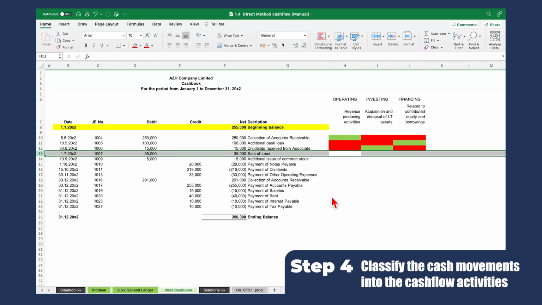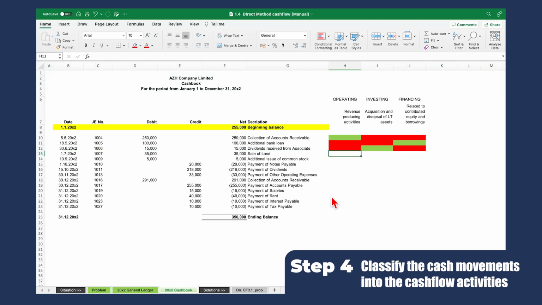The sale of land. Land is a long-term asset by default, unless the company is involved in the buying and selling of land, then it becomes an inventory. But now we assume that the land that we sold is a long-term asset. So again, it becomes an investing activity.